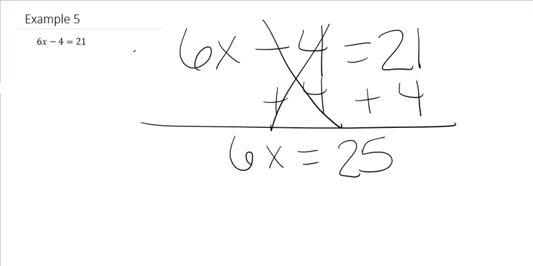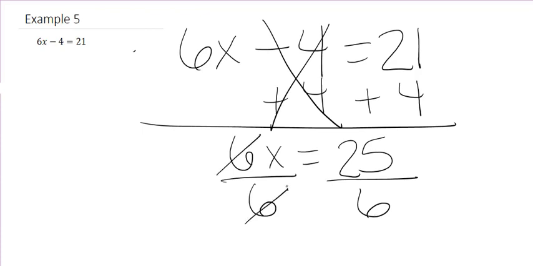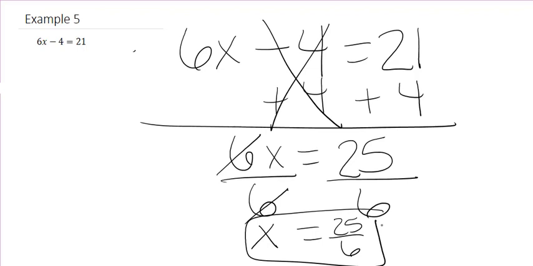But we're not done because we haven't isolated x. So we will divide by 6 on both sides to undo the multiplication on the left-hand side. So the 6 is crossed out to make it just x, which x is then equal to 25 over 6. This is not a whole number, so we can just leave as is.